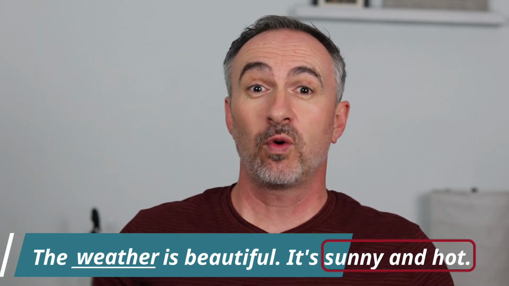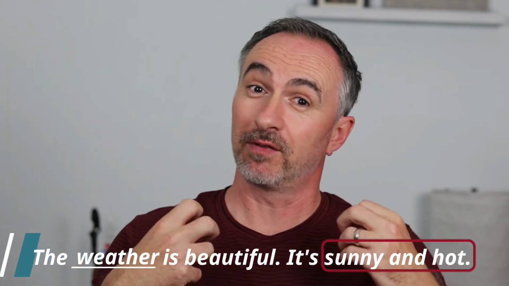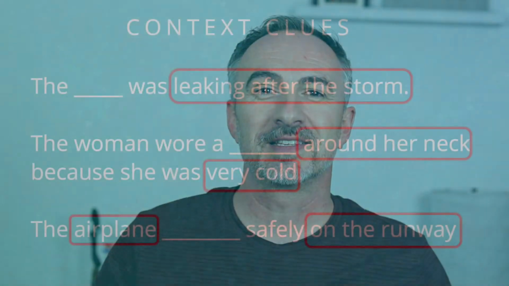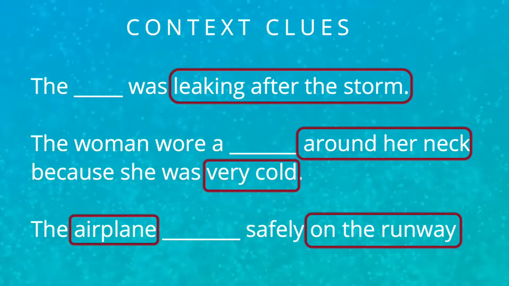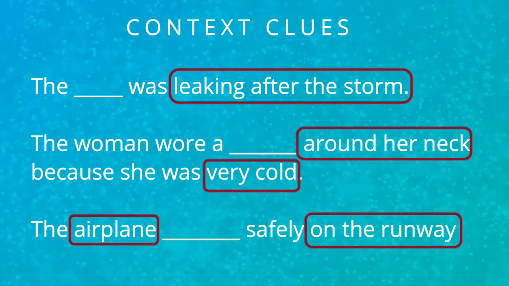Now, of course, we can use this same idea of context and looking for context clues in any sentence. Here are a few other examples. See if you can guess the word that's missing. That's tip number 1. Now, tip number 2.